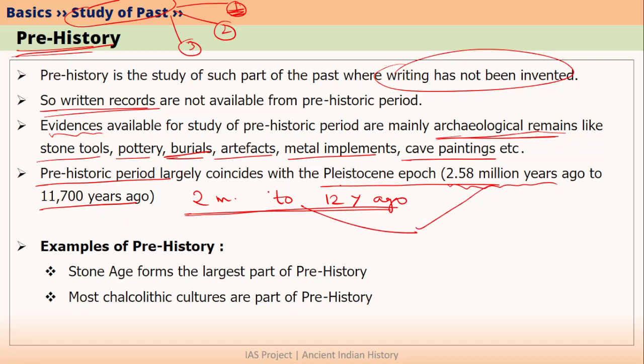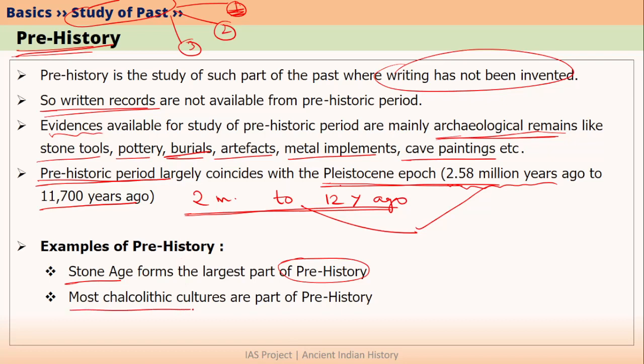However, you have to remember that when we say prehistoric period, it is a history terminology. But when we say Pleistocene epoch, it is a geography or geology terminology. So if we talk about examples of prehistory, Stone Age forms the most or the largest part of prehistory because during the Stone Age, writing was not invented.